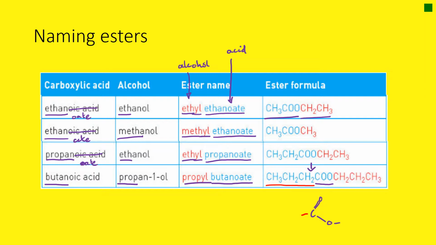Should have drawn this in blue really. Let's switch over to blue. And so that's my butanoate bit. So I'm just going to write CH3, CH2, CH2 there on the end of it. And then I'm going to do in red the bit that comes from the alcohol. So we can quickly write that. CH2, CH2, CH3 in there.